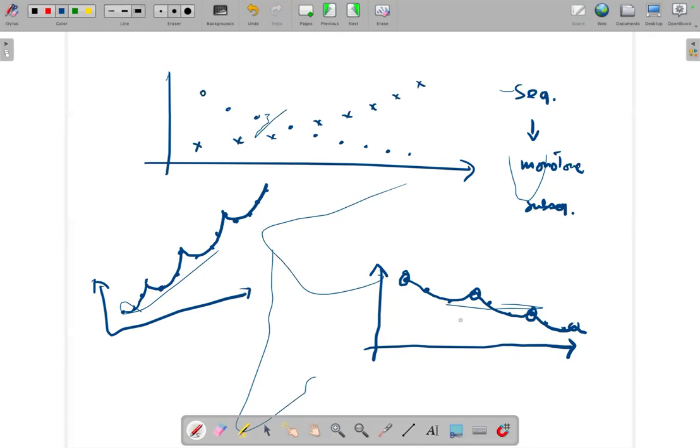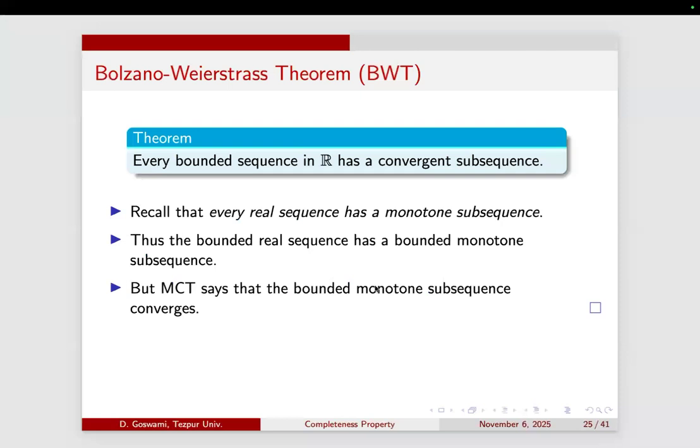So this precisely says that given any real sequence, you will always have a monotone subsequence. Every real sequence has a monotone subsequence. That's precisely what we have used. But my sequence is bounded, so that means my subsequence is bounded. This subsequence is bounded and monotone. MCT says that a bounded monotone sequence must converge. That means my subsequence converges. So I started with a bounded sequence, and I have got a convergent subsequence.